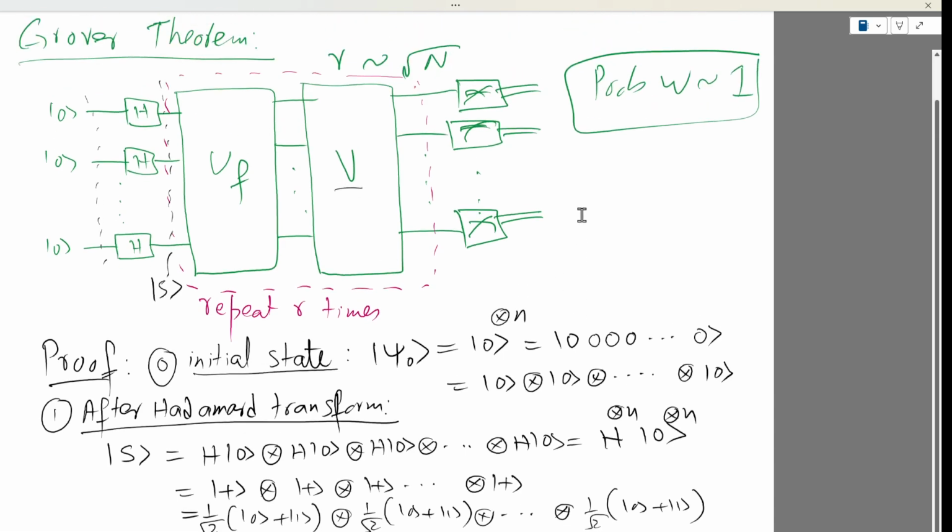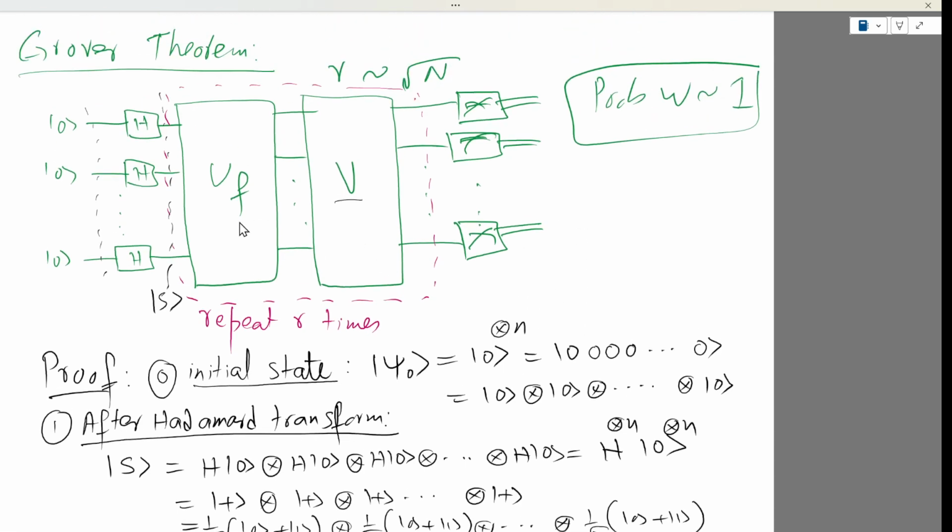Alright, so now we have been able to see what our S state is, and let's go back to the original circuit and come here. So you see that we have been able to work out what the state is here, S. Let's now apply this UF and find the state right after UF. Let me call this state SF, because this is a state that is obtained after applying UF.